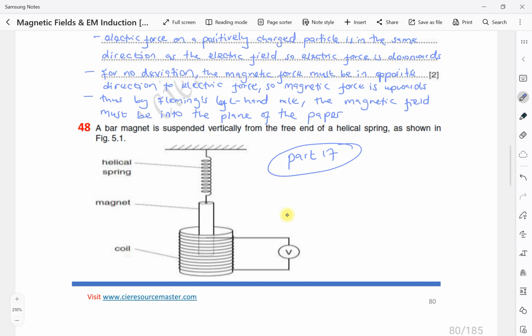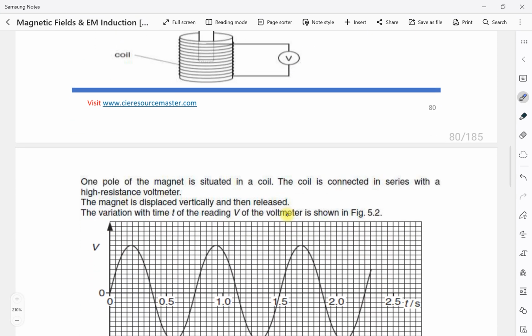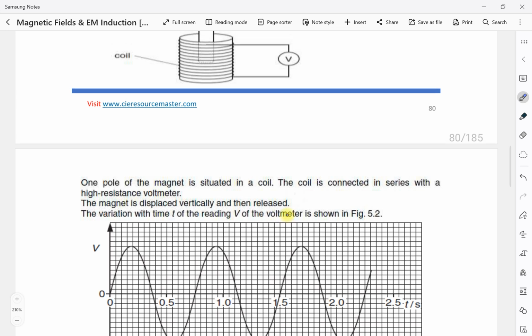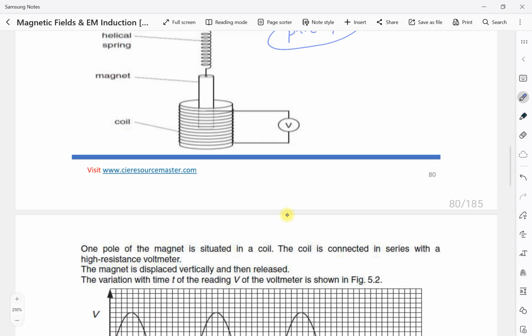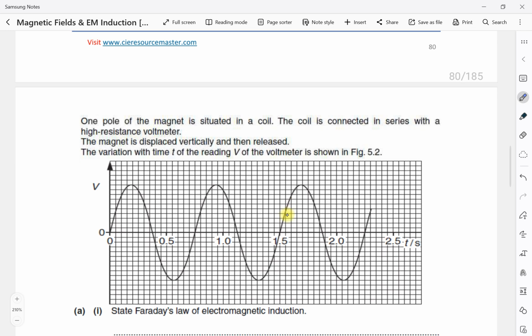A bar magnet is suspended vertically from the free end of a helical spring as shown in the figure. One pole of the magnet is situated in a coil. The coil is connected in series with a high resistance voltmeter, so we have a complete circuit. That means if the magnet starts moving, we expect an induced EMF, so we expect a reading on the voltmeter. The magnet is displaced vertically and then released. The variation with the time t of the reading V of the voltmeter is shown in the figure.